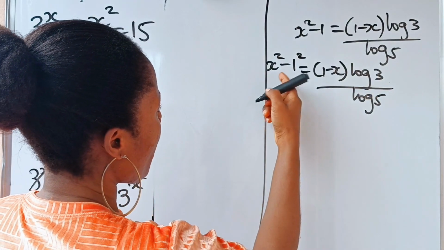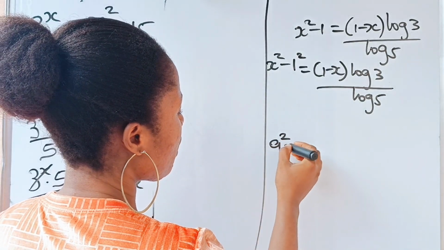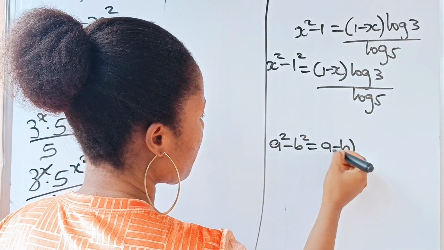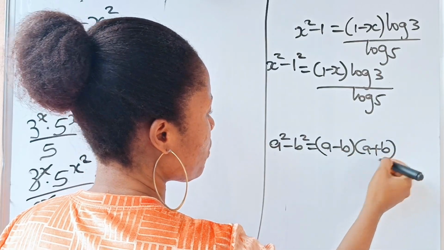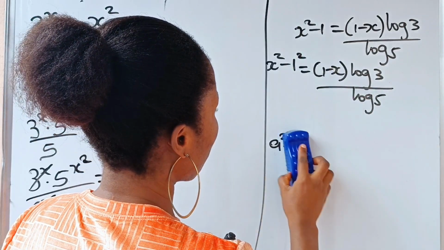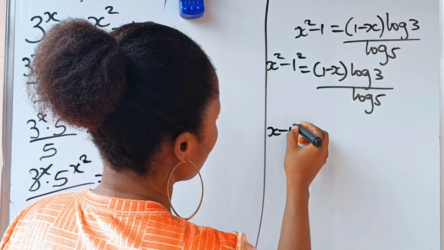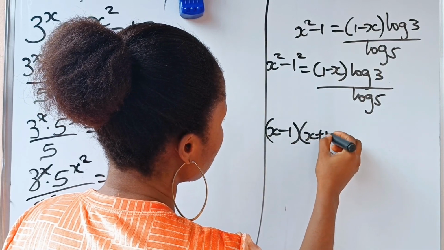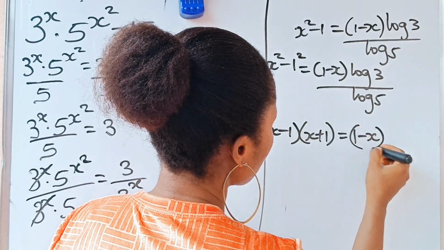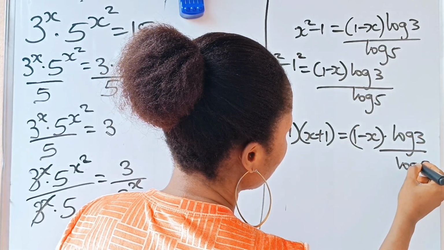So x squared minus 1 squared, according to our algebra identity, a squared minus b squared is equal to a minus b multiplied by a plus b. If we apply the identity here, we can express this as x minus 1 multiplied by x plus 1, which is equal to 1 minus x multiplied by log 3 divided by log 5.